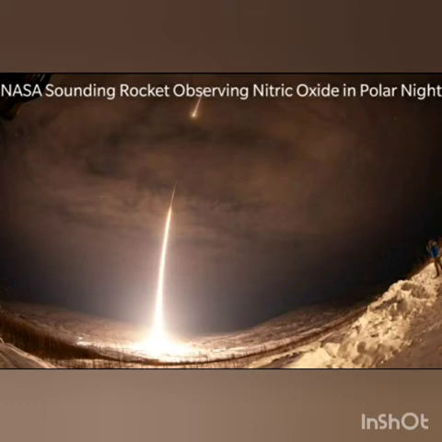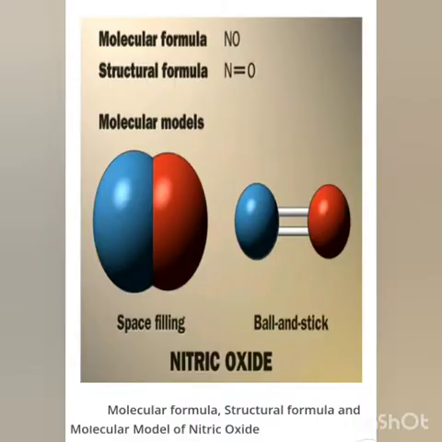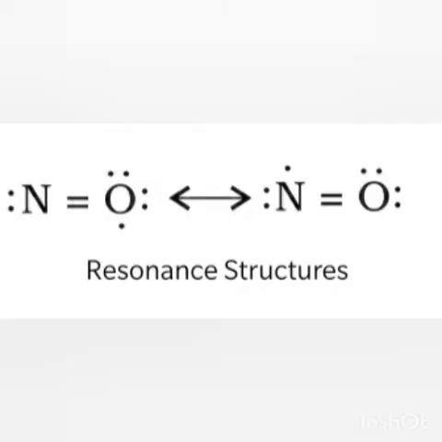It is sparingly soluble in water. That is, it is slightly soluble in water. It is likewise a neutral oxide. It is a molecule with linear shape and is a resonance hybrid of the two structures. The bond length is 115 picometer, which is intermediate between double bond and triple bond. Also, you know, it is paramagnetic in nature. You can see the structure of nitric oxide here in the diagram.